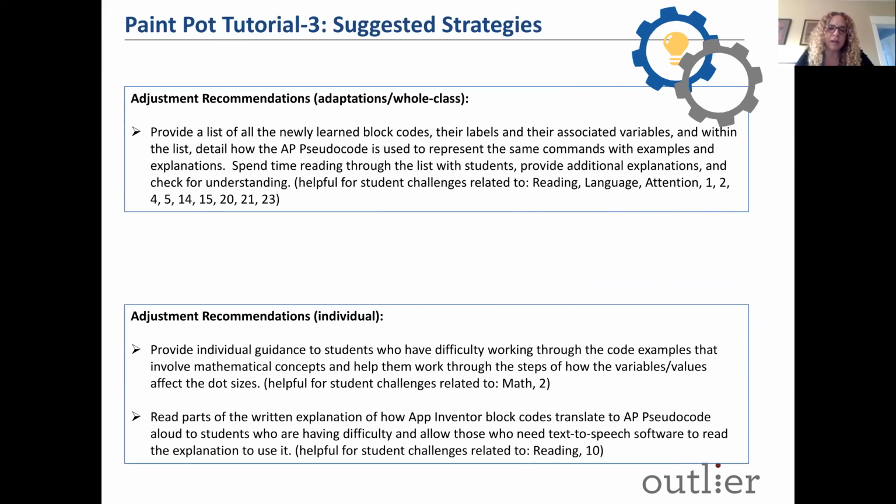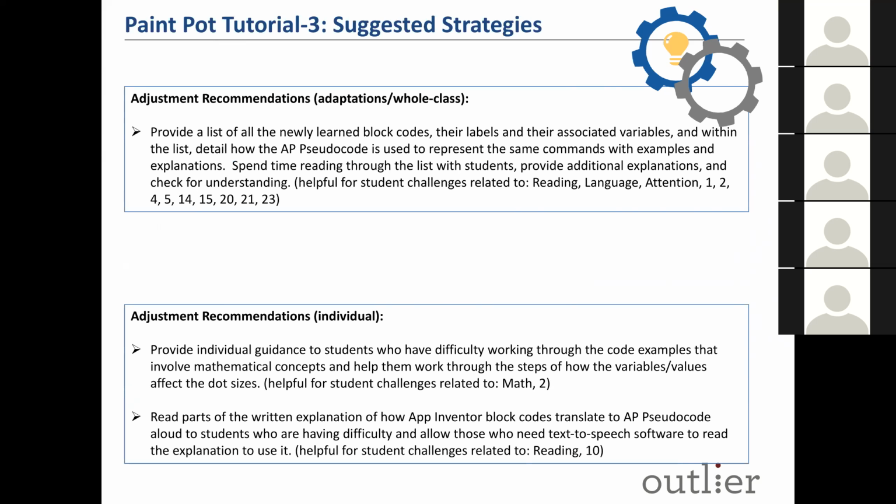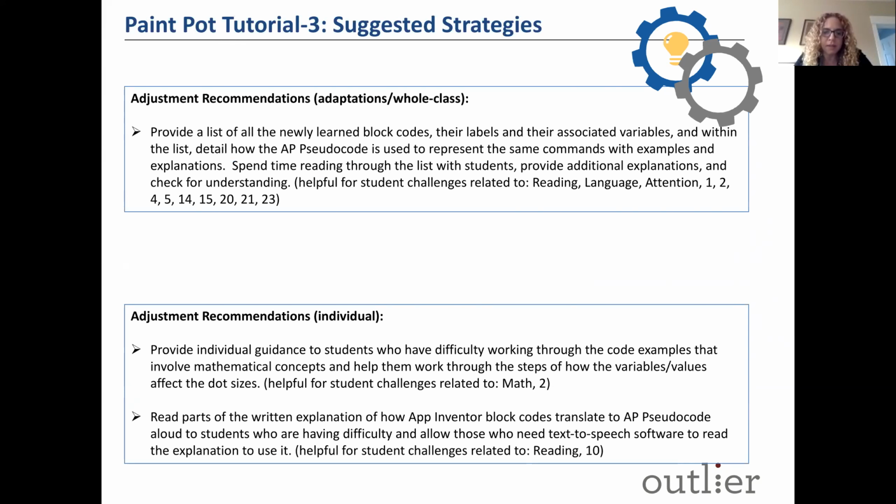Based on the population we have at our school, I would say a good number of them probably need to make that association explicit. So simplifying it, kind of like in your own reference sheet, and really highlighting the differences with the group would be great. And then some kids might need additional individual guidance, those who have difficulty working through code examples that involve mathematical concepts, and reading parts of the written explanation of how the App Inventor blocks translate to the AP pseudocode.